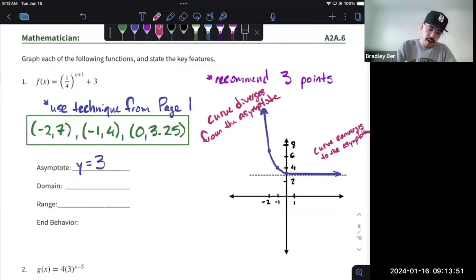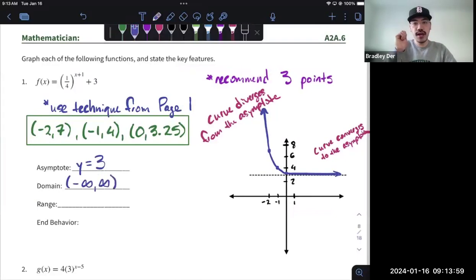In terms of domain, we've basically finished everything we need for the graph. You can maybe see that the domain is negative infinity to infinity. That'll be your layup for this unit, that the domain of any exponential function is going to be negative infinity to infinity. Remember, layups are easy, but they're not guaranteed. Don't miss your layups.